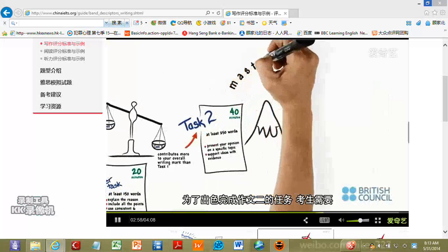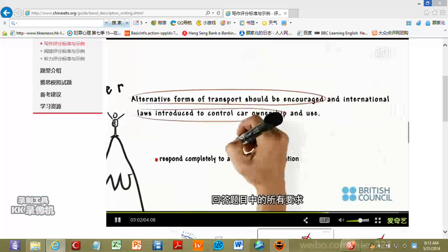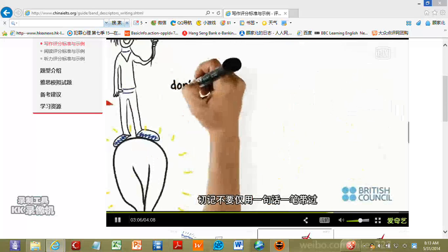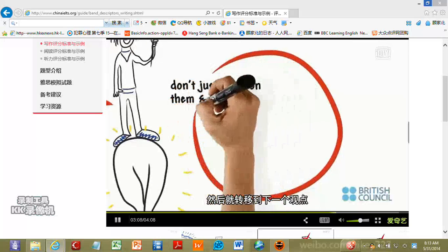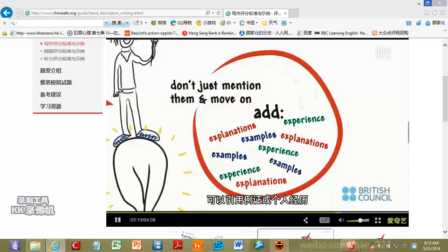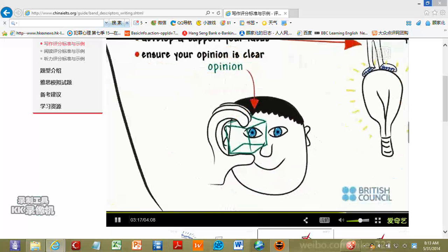To master Task 2, you will need to respond completely to all parts of the question. Develop and support your ideas. Don't just mention them in a single sentence and move on to the next idea. Add explanations, examples, or experience. Ensure your opinion is clear in your answer.